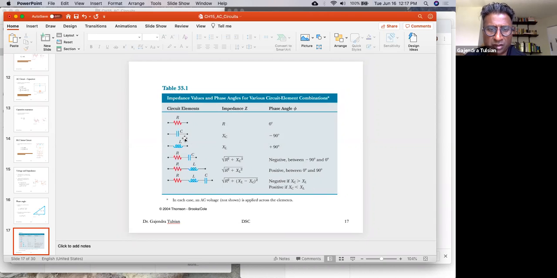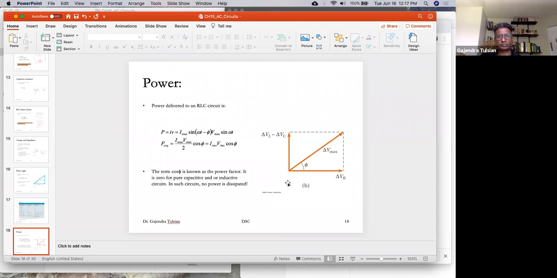They're all series combinations. We haven't given you anything for parallel combinations or a combination of the two. So for the very simplest case, here are Z and the phase angles. The power delivered to the circuit is I_RMS V_RMS times cosine phi. So phi is extremely important. Cosine phi is called the power factor, and that tells you how much power is being delivered to the circuit or to the city or whatever. If you want maximum power delivered, you want phi to be 0 and cosine phi to be 1.